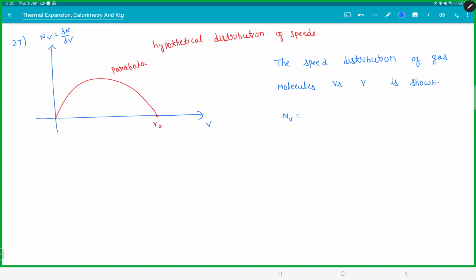So N(v) is nothing but dN by dv. That is the number of molecules per given speed. Total number of molecules is N naught. So all the molecules are N naught. So the question is: find V probable, find V RMS.